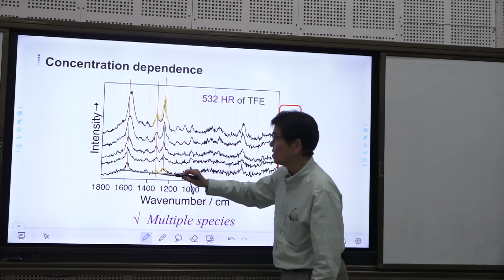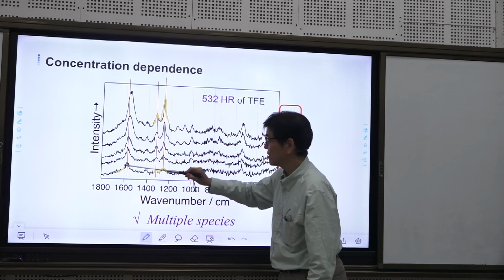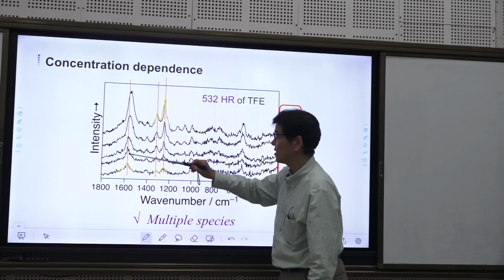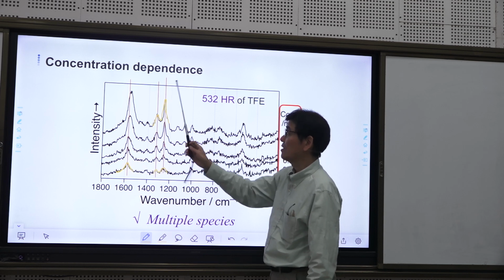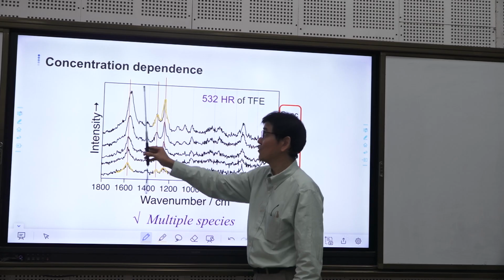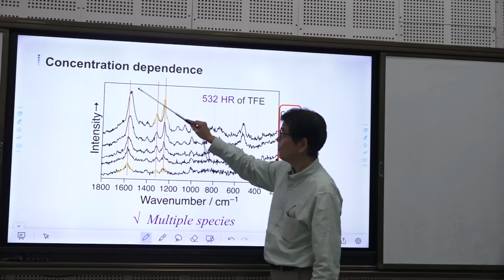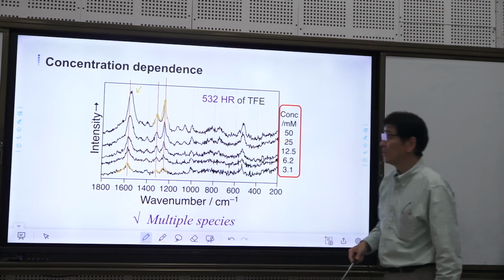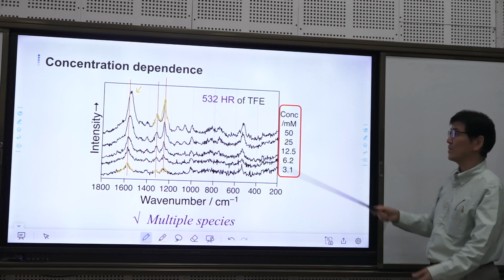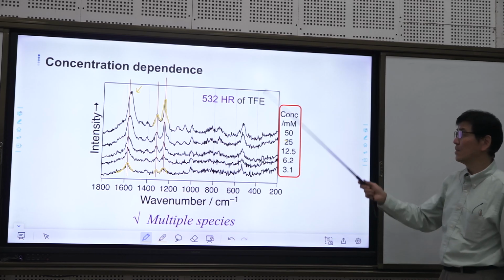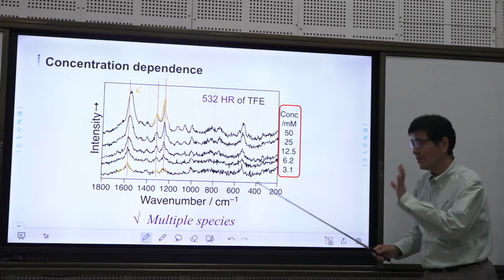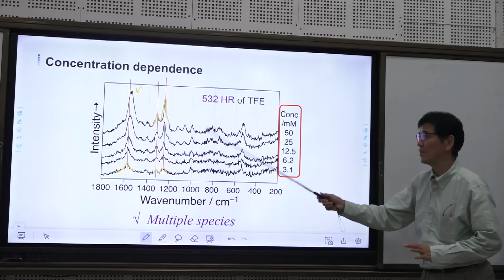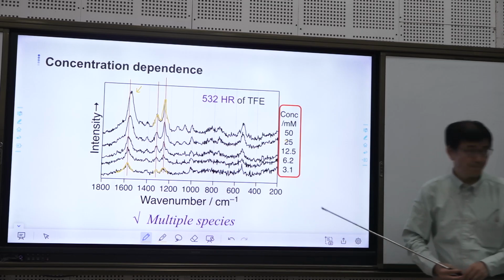Also, the center position is here, indicated by red line, but as concentration increases, the peak position shifts to lower. So we found the intensity pattern was concentration dependent. We have to conclude there are multiple species.